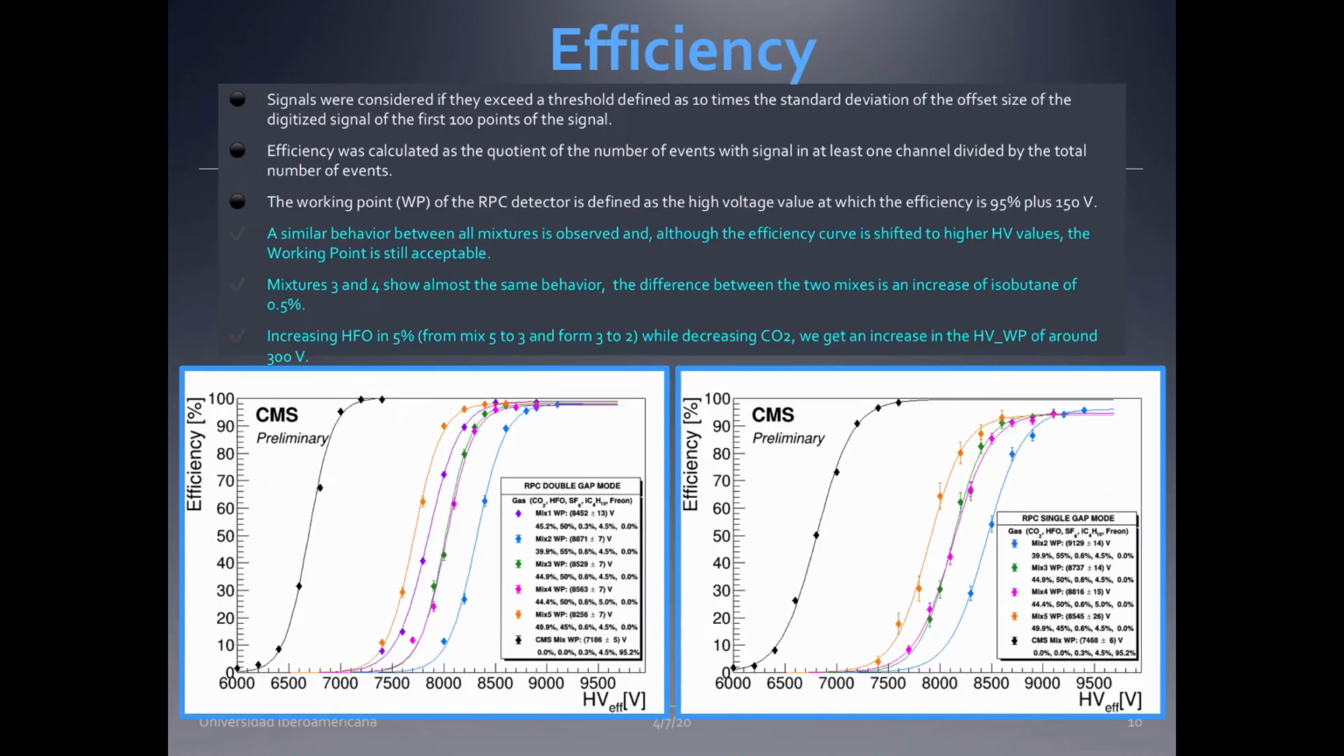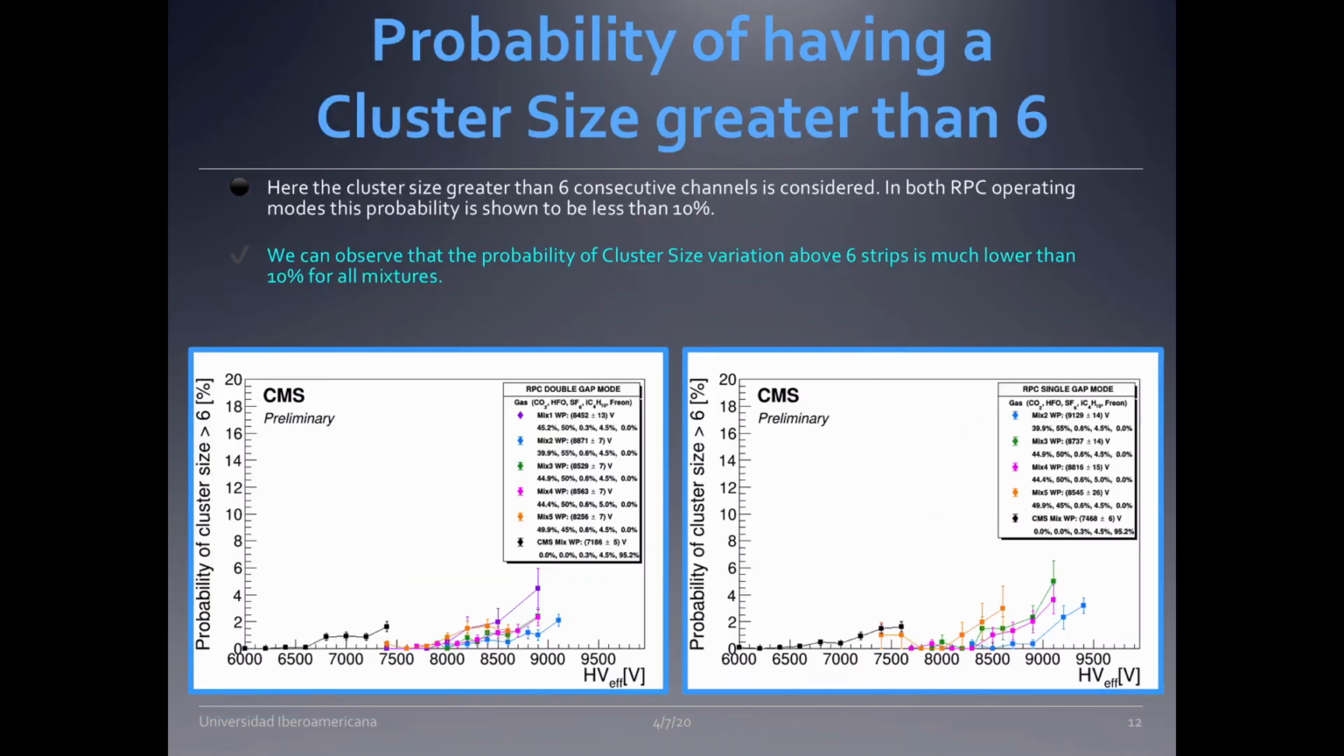The cluster size was defined as the number of consecutive strips with a signal above the threshold. As we see, cluster size is almost constant with a value of 2 for all mixtures except for mixture number 5. Here, we consider the probability of having a cluster size greater than 6, and we can observe for all mixtures that this probability is lower than 10%.